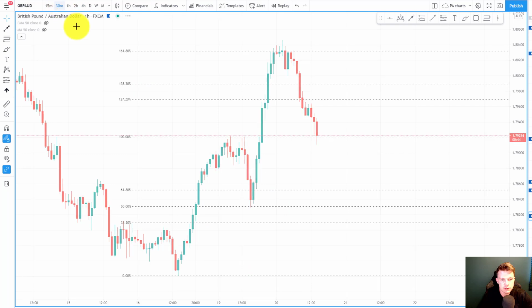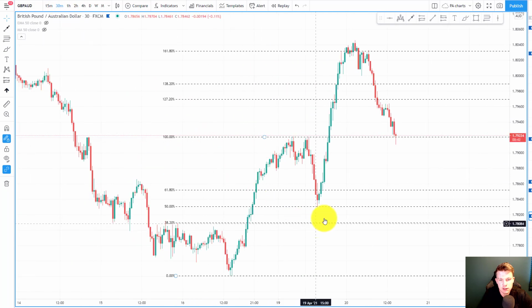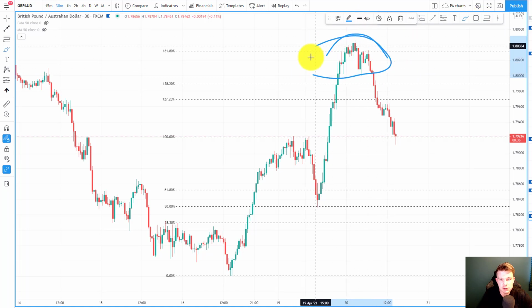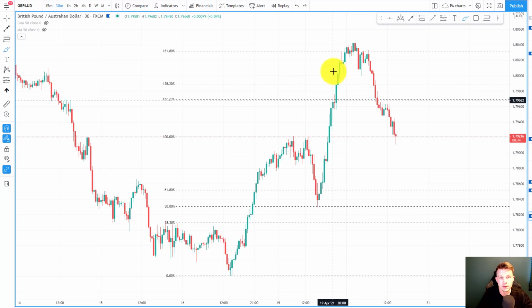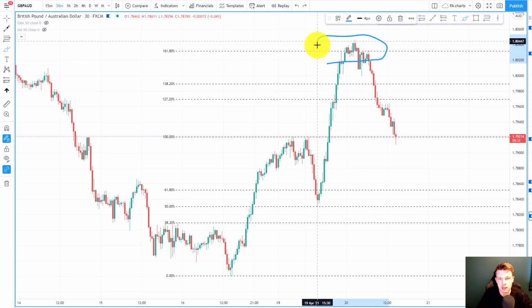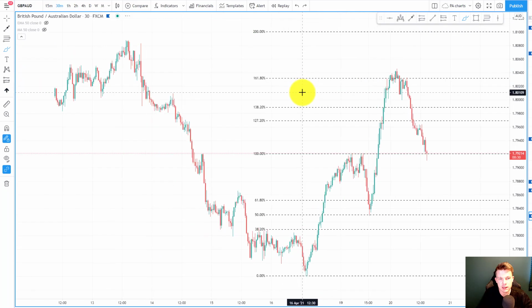Let's go down to a lower time frame to see how does it look here. Beautiful extension. And you can see once the market has hit 161, that's when the trend is over. And again, don't be too greedy with your targets. Don't be too aggressive with your targets. Don't try to push your luck.